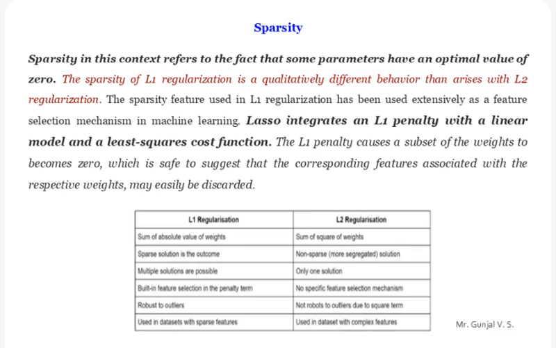Sparsity in this context refers to the fact that some parameters have an optimal value of 0. The sparsity of L1 regularization is a qualitatively different behavior than arises with L2 regularization. The sparsity feature used in L1 regularization has been used extensively as a feature selection mechanism in machine learning.